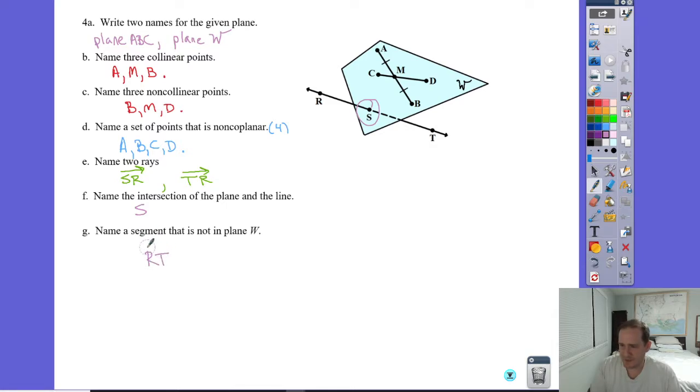When you're naming a segment, make sure you put the right hat on it. Up here you are asked to name a ray, so make sure you use the ray hat, right? That you have to use the right hat based on what you're asked for. But that's it for 4.